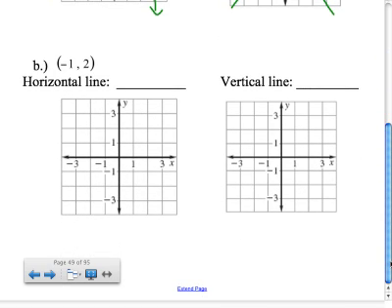In part B, without doing a whole lot of work here, I can tell you right away the horizontal line is y equals 2, and the vertical line is x equals -1. We could see that pretty easily. If I plot the point (-1, 2), we have a vertical line where every x coordinate is -1, and a horizontal line where every y coordinate is 2. A pretty basic idea, but something that you could potentially be faced with.